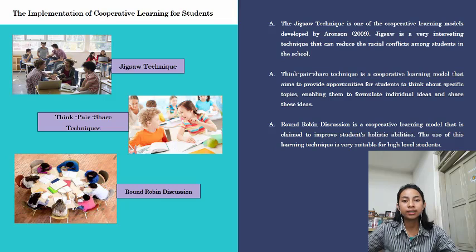And then the third technique of implementing cooperative learning is round-robin discussion. Round-robin discussion is a cooperative learning model that is claimed to improve students' holistic abilities. The use of round-robin discussion is very suitable for high-level students because at this level, students need to improve their critical thinking skills when responding to certain topics in the lessons.